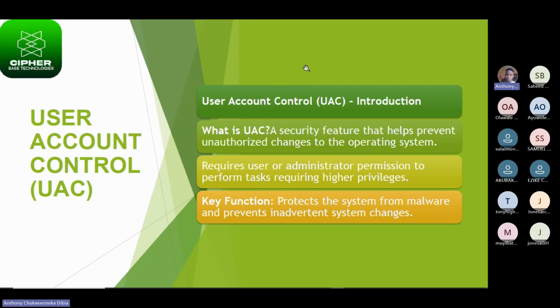All right. Protects the system from malware and prevents inadvertent system changes. Now, there was somebody who asked this question before. She said she was trying to install an application and it was telling her that you want to make changes to your operating system. Now, this is the function of the UAC, whereby it is only administrative permission that can install certain applications on your operating system. That is what the UAC is all about.